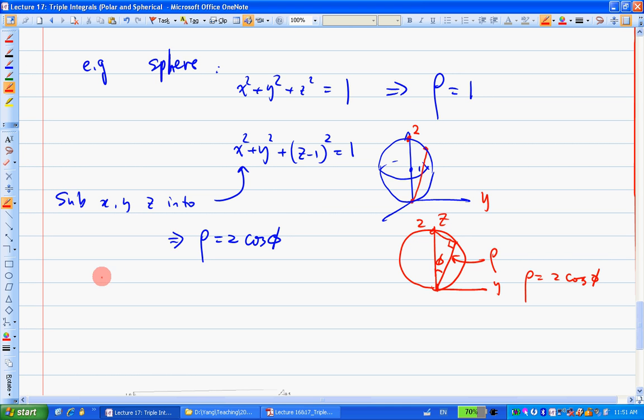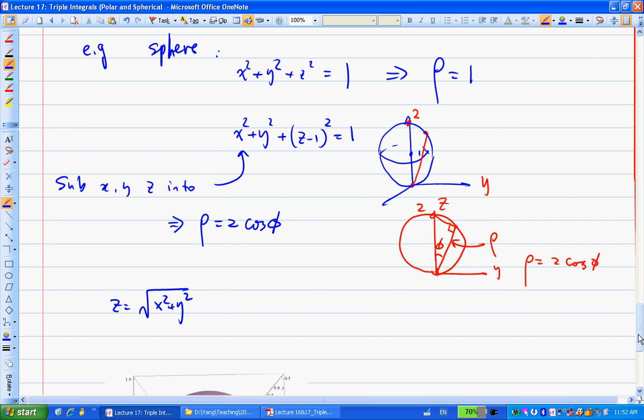Now, how about that cone we were talking about? This cone here, z equal to root x squared plus y squared. In cylindrical coordinates, this cone is z equal to r. Now, if we wanted the spherical coordinates equation for this cone, which we actually derived, what would that be?